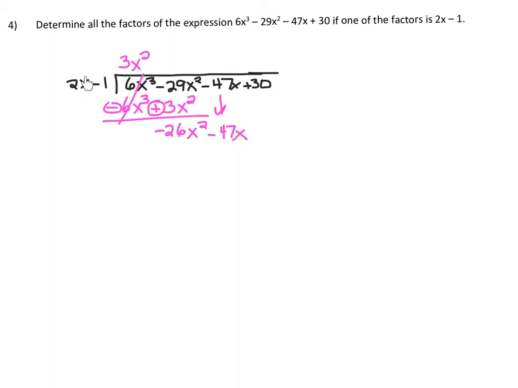All right, so now what do we multiply 2x by to give us negative 26x squared? So negative 13x. So that's what I'm going to put on the top here. Okay, and then let's distribute the negative 13x to both terms right here. All right, so negative 13x times 2x would be negative 26x squared. And then negative 13x times negative 1 would be positive 13x.